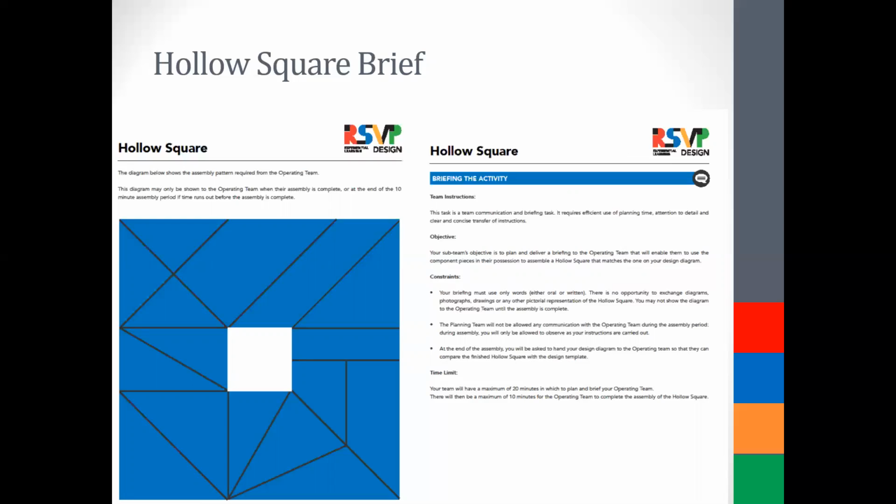This briefing must only use words, either oral or written. So I would typically say to the planning team, you can either write this briefing down and hand it to the operations team, or you can go and read it out orally. But there's no opportunity to exchange diagrams, photographs, drawings, or any other pictorial representation of the hollow square. You must only use words. And you cannot show the diagram to the operating team at any point, essentially until the activity is over.